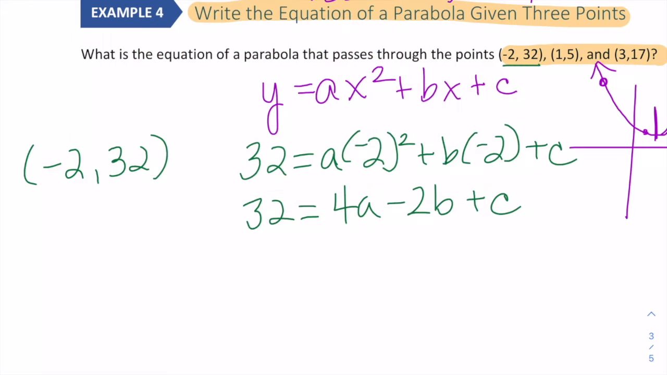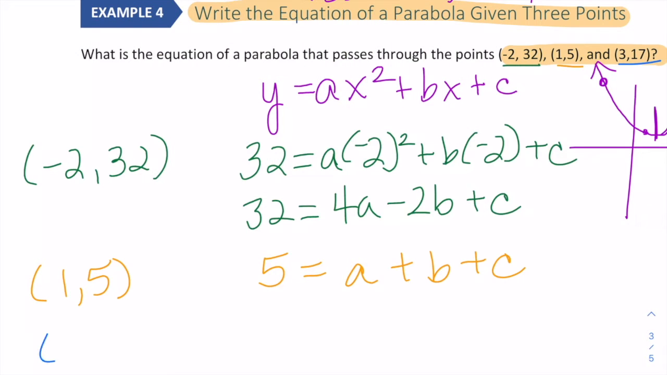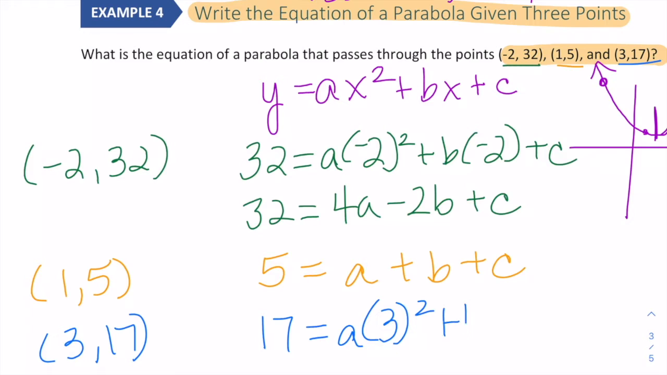Now let's plug in the second point, (1, 5). Again, 5 will be plugged in for y, and whenever I plug in 1 for x, I'll just get a plus b plus c. Now for the last one, (3, 17), the equation will equal 17 times 3 squared plus b times 3 plus c. So I can rewrite it as 17 equals 9a plus 3b plus c.